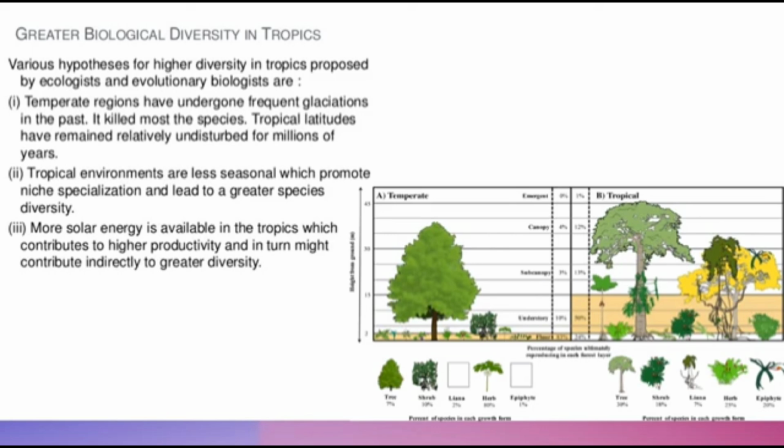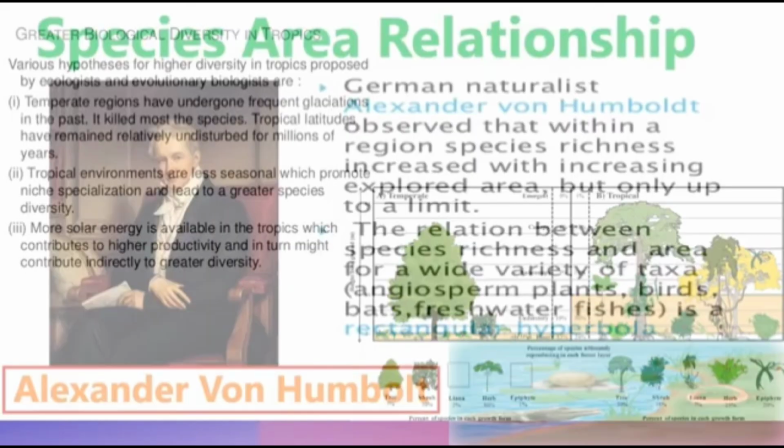Another hypothesis says that due to the availability of solar energy in the tropical regions, they have higher productivity compared to the temperate region. They can produce more and more, and because of this higher productivity, they have greater biodiversity compared to the temperate regions.